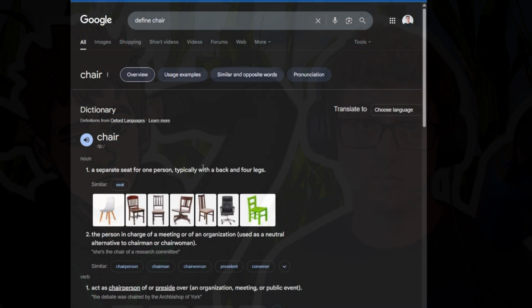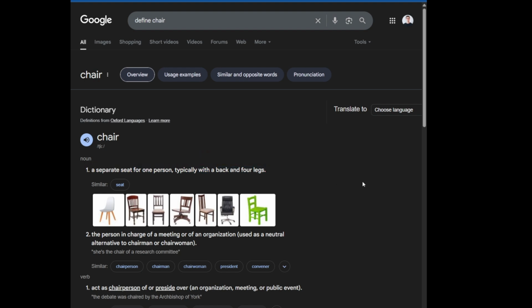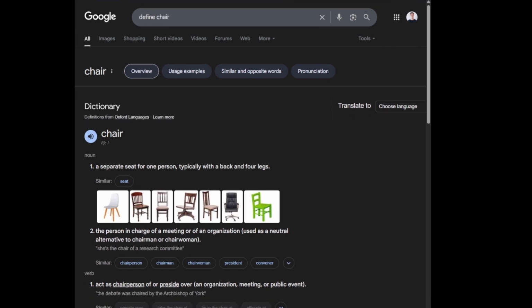So, to stoop, to press, to bend. Oh, it's not giving me the piece of furniture. I'll just do chair. A separate seat for one person, typically with a back and four legs. Yeah, right. We'll use yours. That's fine. What did you use? A separate seat for one person, typically with a back and four legs.